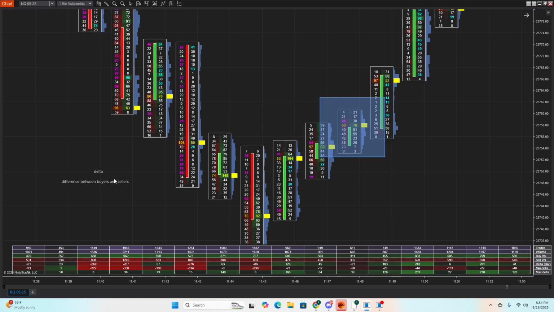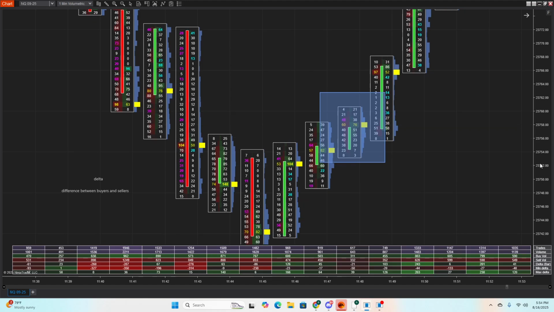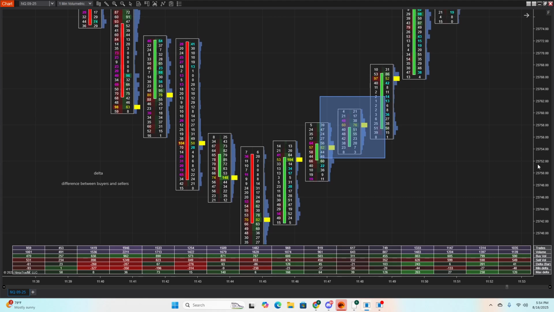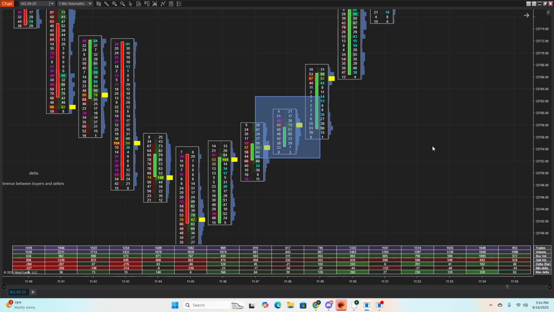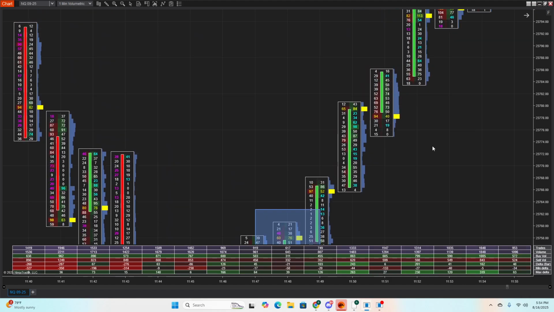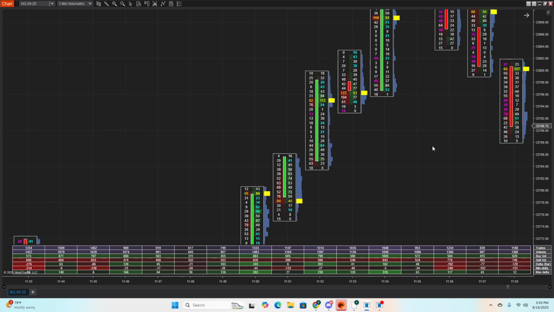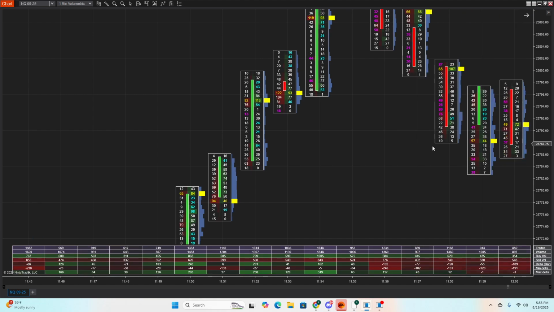That is what we call a delta divergence, okay? Shout out to Errol Coleman again for teaching me that. It's very valid. It'll show signs of reversals really easily. Delta divergence, -21 delta, but we get a move up. And what happens after that? Pretty big move up, okay?